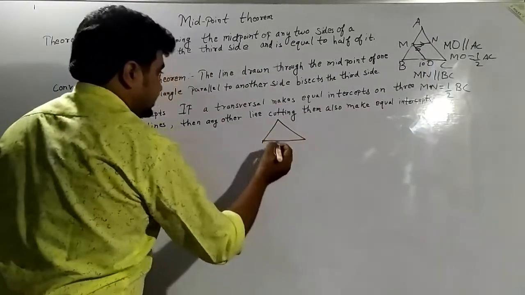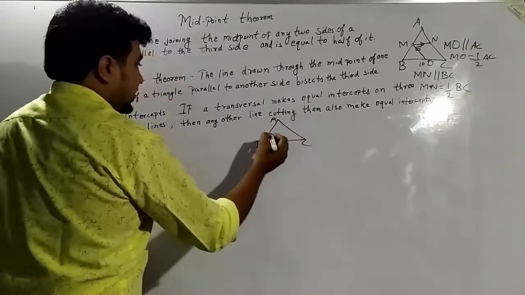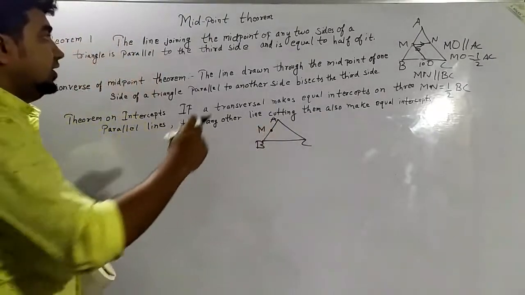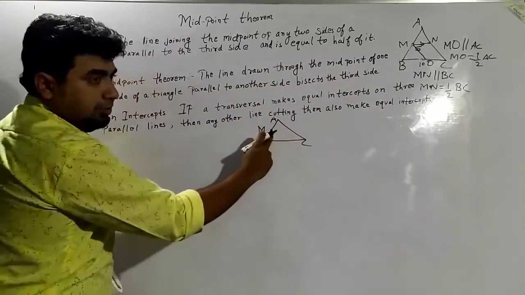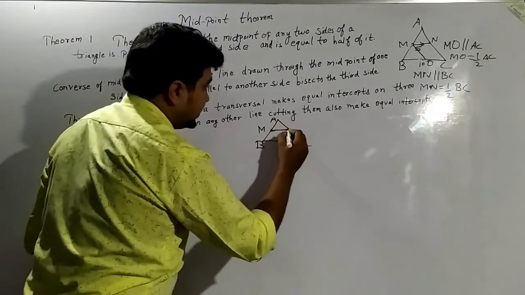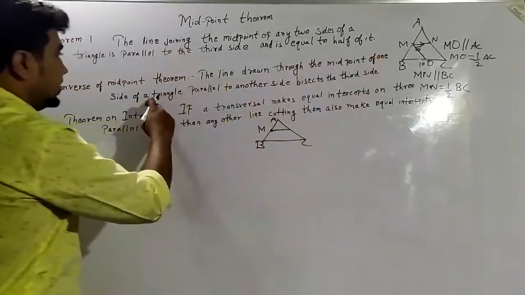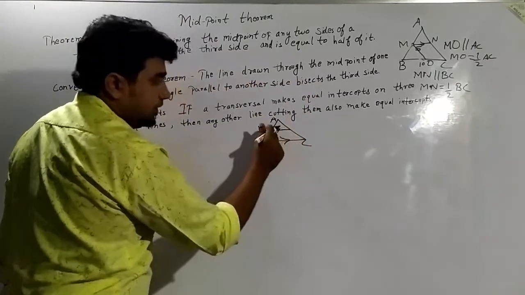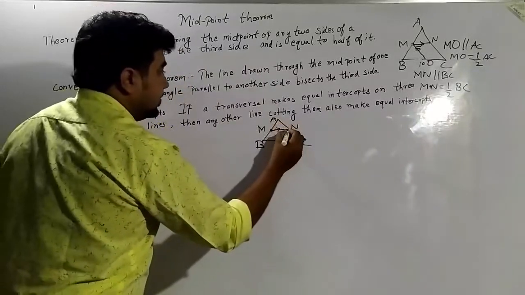If I have to say, ABC, this is a triangle, and in this triangle it is saying that the line drawn through the midpoint of one side of a triangle. This is the midpoint of AB. M is the midpoint. The line drawn through the midpoint of one side of a triangle parallel to the other side, this is parallel to the other side, means it is parallel to the base. So from here, MN, this point N will also be a midpoint.